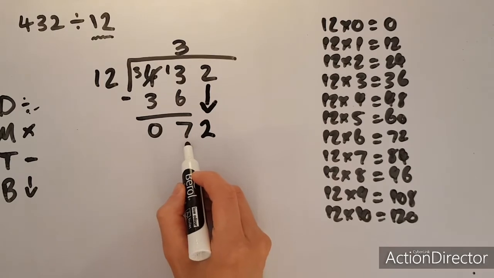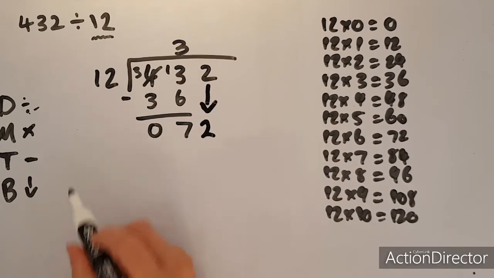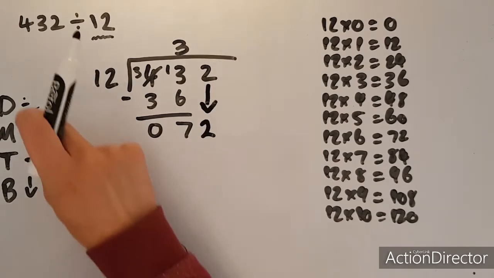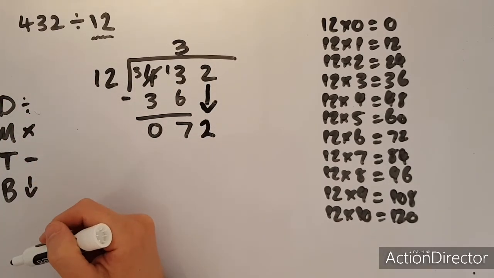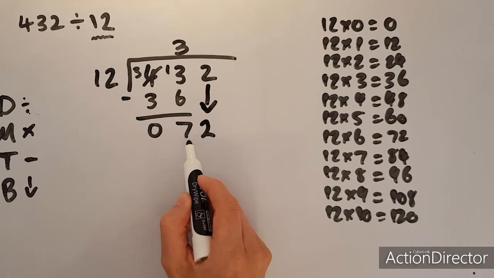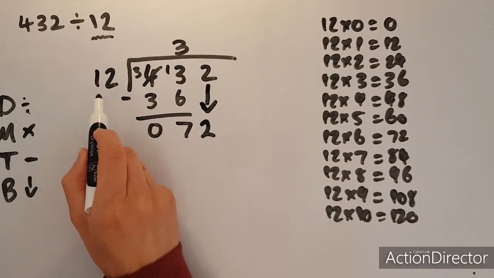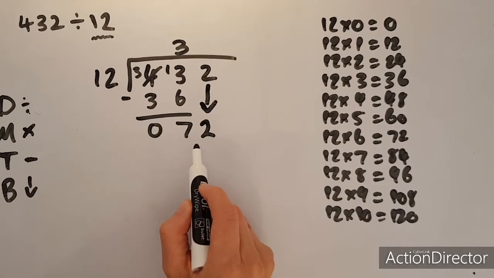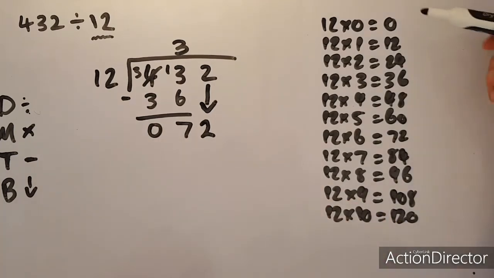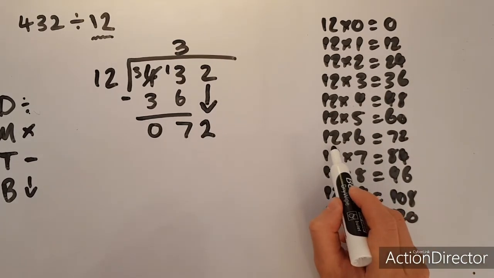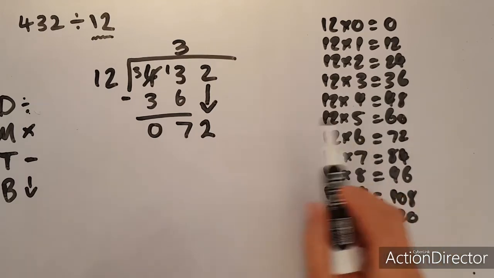I now have the number 72. I've just done this whole process, and now I need to repeat it again, which is why it's very important to have this written down somewhere. This time I look at the number 72, so I go back to division. How many times does 12 go into 72 exactly? Let's look at our multiples of 12: 0, 12, 24, 36, 48, 60, 72. 12 goes into 72 6 times exactly.